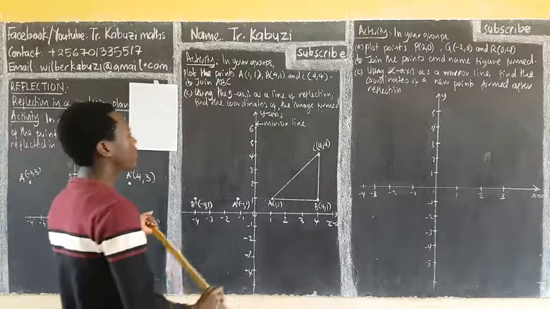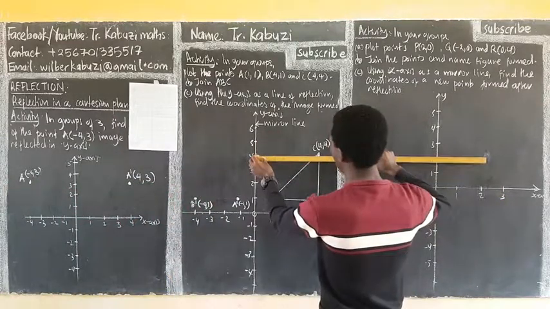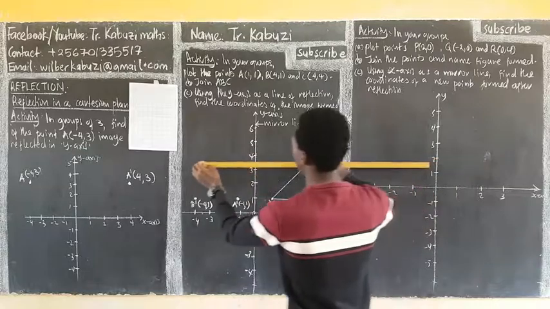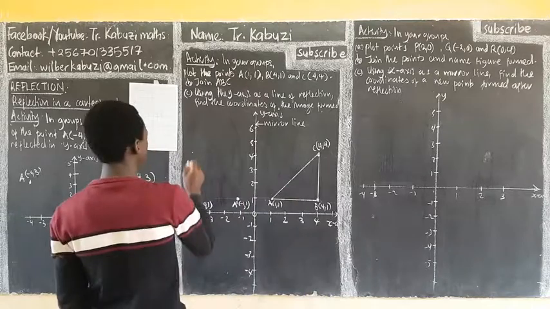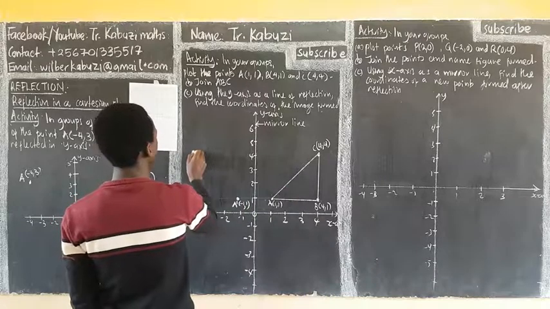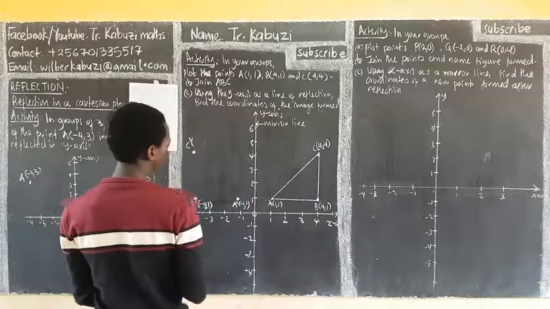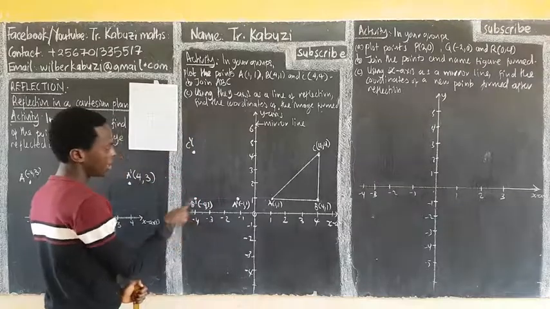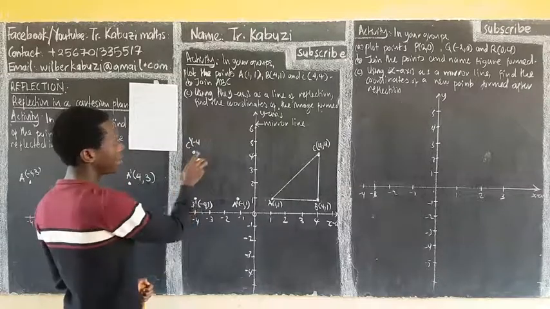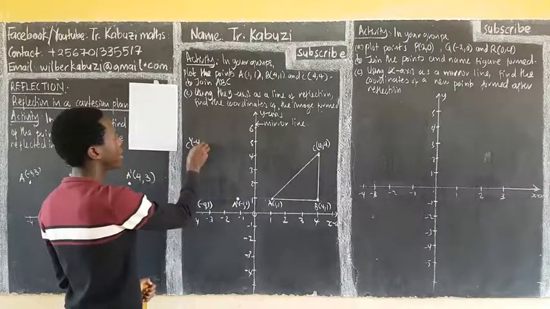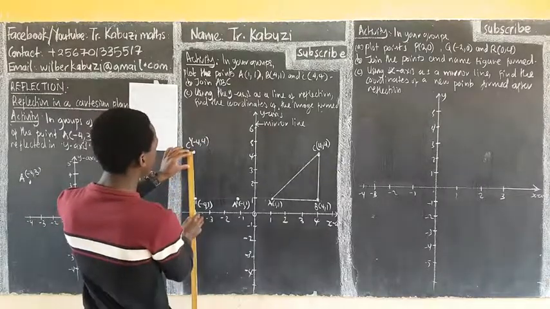Then when we come to C, we measure from the mirror line, from here up to here. Then you come this side also. So it's going to be here. This is my C line. I read the coordinates. You see the x is -4. Then the y, we read on the y-axis, which is 4. So then we're doing the points.